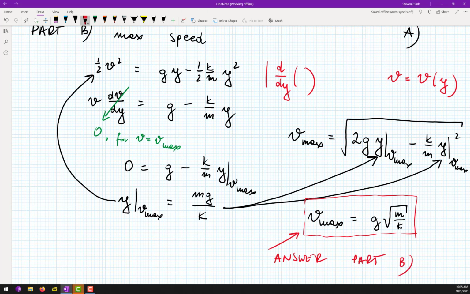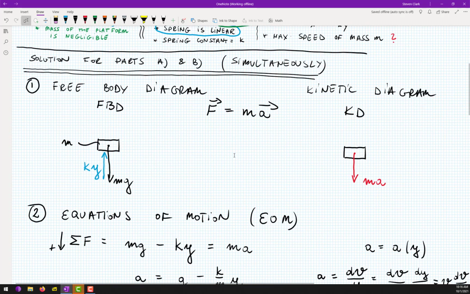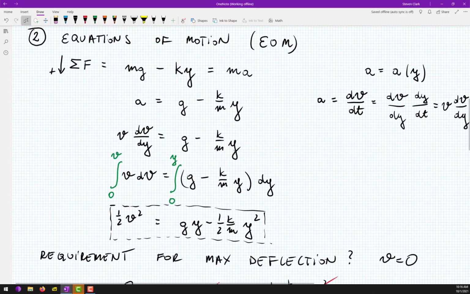Questions? No questions? So that means that everything is clear or nothing is clear. Is everything clear? Yeah. Okay. I just wanted to illustrate how to use FBD and KD, how to create the equation of motion, and then a little bit of review of calculus. Just that: FBD, KD, EOM, and calculus.